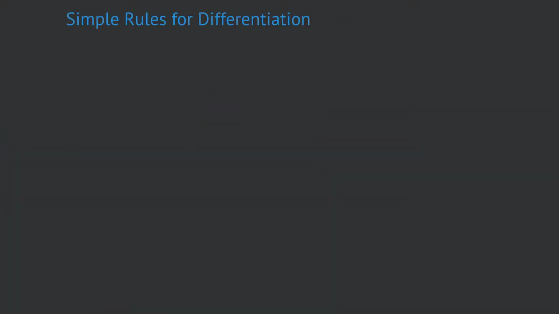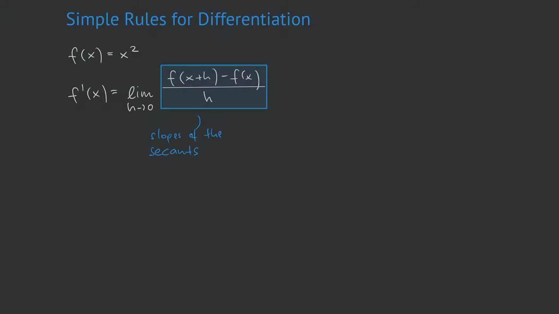Let us start with the function we have been looking at in our graphical example, f(x) equals x squared. Calculating the derivative f prime at x means calculating the limit of the slopes of the secants. We start by replacing f by x squared. That means we have the limit h to 0 of (x plus h) squared minus x squared, divided by h.